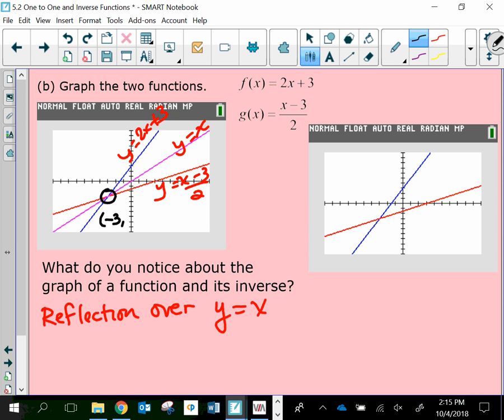She says it's -3. Yes, that's where x and y are going to be equal. Because remember, the other ones are flipped.